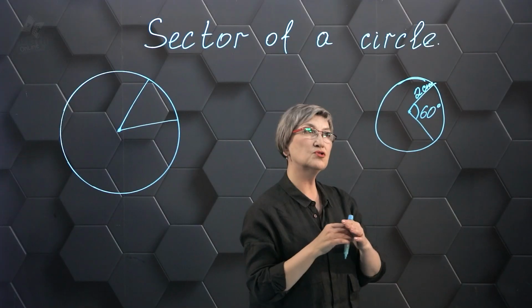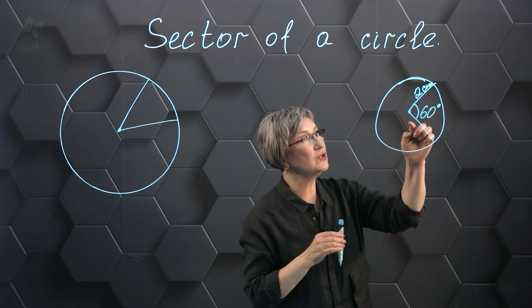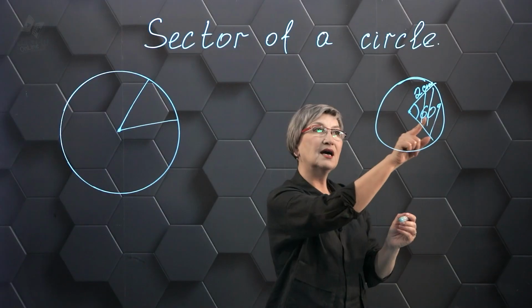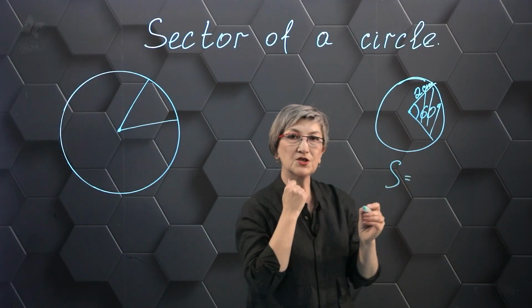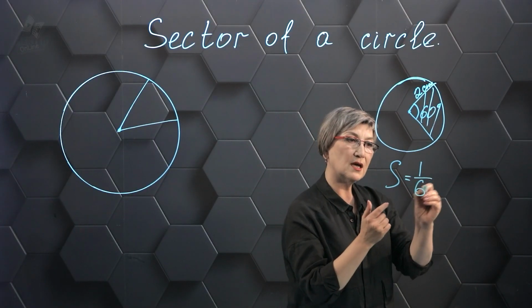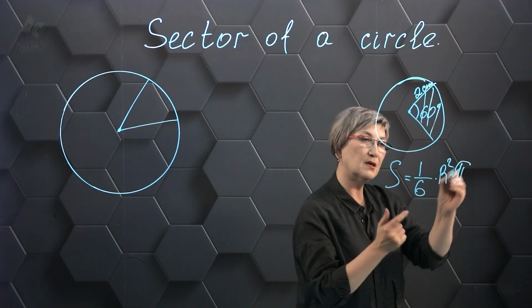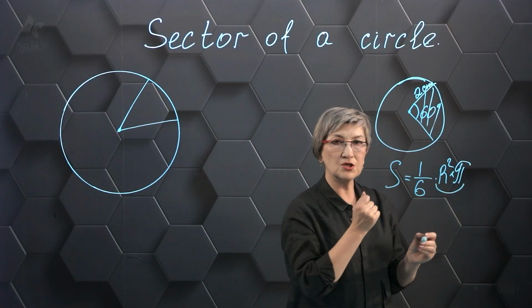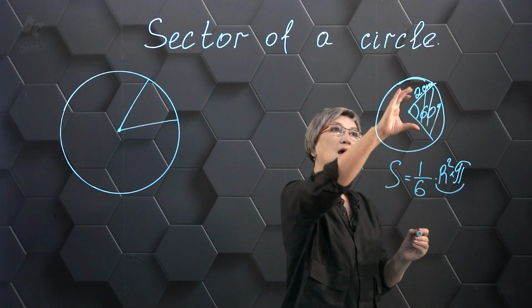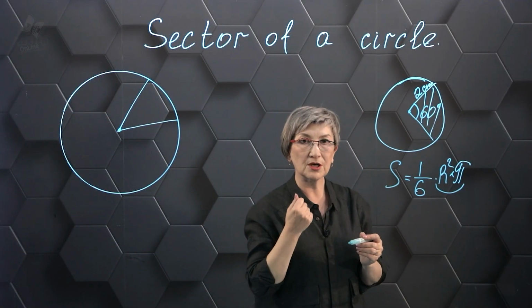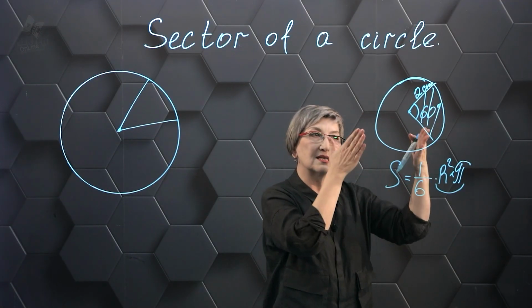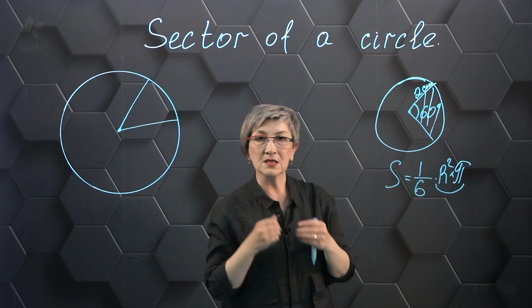To do that, we need to know that the entire interior angle in a circle is 360 degrees, and 60 degrees is 1/6 of that. Then the area of this part of the circle we can calculate by the formula 1/6 times r squared, multiplied by our number pi. Well, r squared times pi is the area of the whole circle, and we are only taking the 6th part. In order to work with this type of problem, we need to know what a sector is.